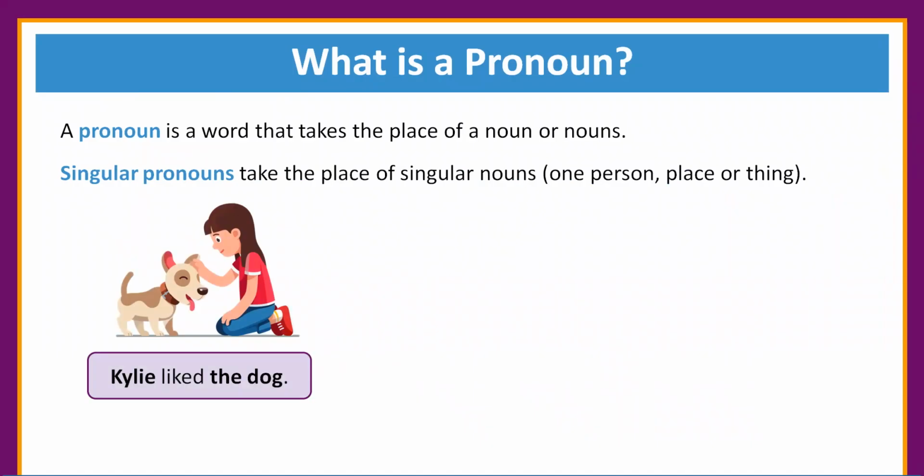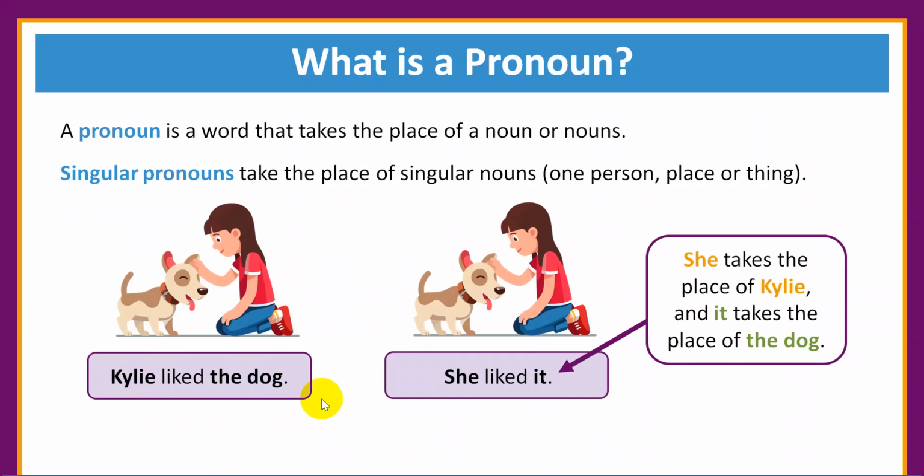Let's see this example. Kaylee liked the dog. Where are the nouns here? Kaylee and the dog. Kaylee is a singular noun, and the dog is a singular noun. So we can delete Kaylee and delete the dog and use pronouns instead.